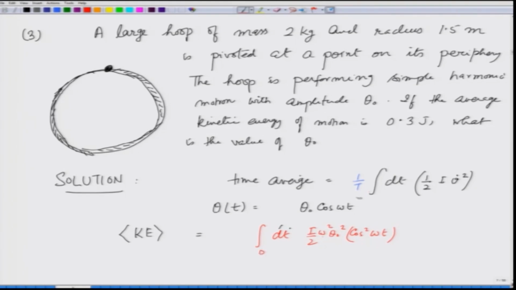Now, for the average, instead of 1/2, this should be 1 over the time period t. Now, 1 over time period t dt averaged over the time period comes out to be 1/2. So, this is going to be I by 4 omega square theta 0 square, and it is this quantity which is given to be 0.3 joules. So, all I have to do is calculate I, calculate omega, and then calculate theta naught.